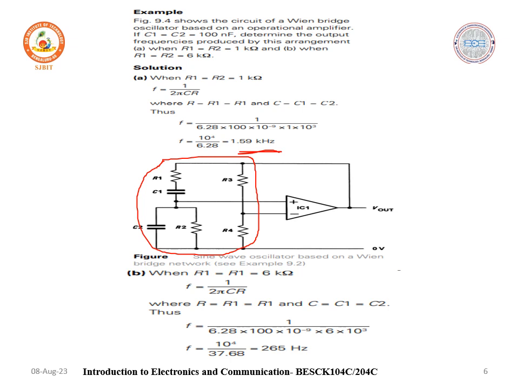You can observe that when the resistance value is 1 kilo ohm, we got a frequency of 1.59 kilohertz. If the resistance is increased to 6 kilo ohm, we got 265 hertz. So we come to know that when you increase the resistance value, the frequency reduces. So we have to reduce the resistance value so that we will get the maximum frequency output.